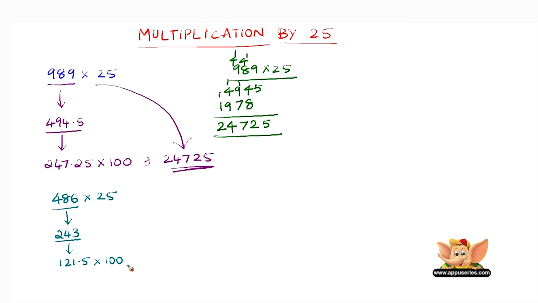So 121.5 into 100 gives us 12150, which is the answer of 486 into 25.